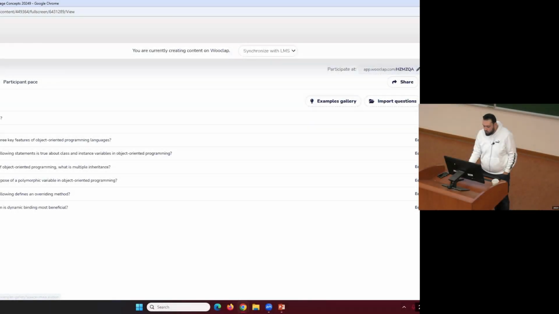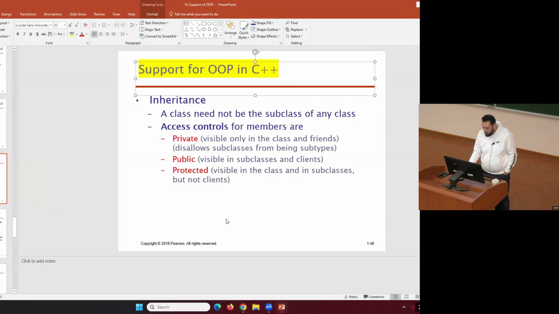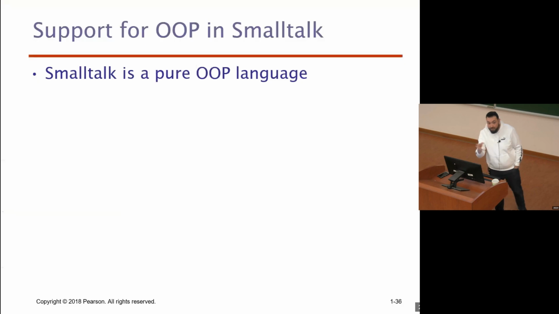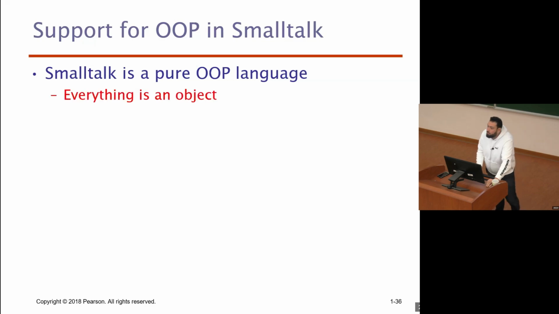So now we're going to just continue and talk a bit about the different object-oriented programming languages. Support for OOP and Smalltalk. So Smalltalk is the one before even C++ that actually made object-oriented programming popular. Smalltalk is a pure object-oriented language. When we say pure object-oriented language, what do we mean by that? Everything is an object.